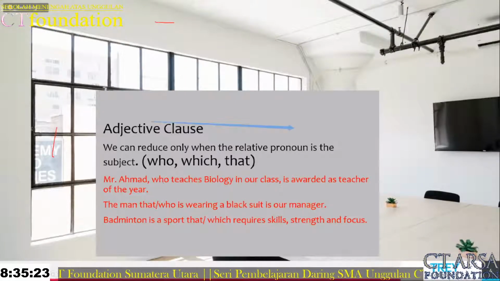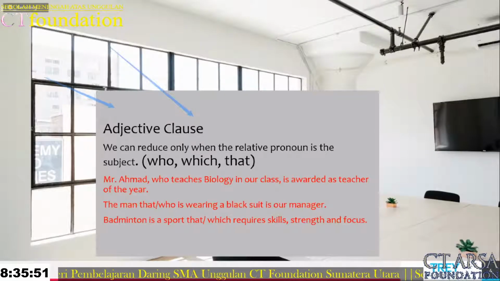We have not turned it into an adjective phrase, but I just want to let you know that only a relative pronoun replacing the subject can be reduced into an adjective phrase. So these are the examples. Mr. Ahmad, who teach biology in our class, is awarded as teacher of the year. This sentence can be shortened into an adjective phrase. Later on, we will reduce it into an adjective phrase.